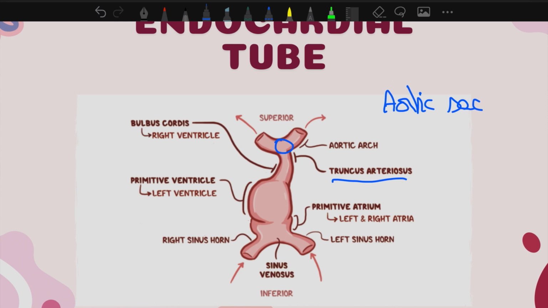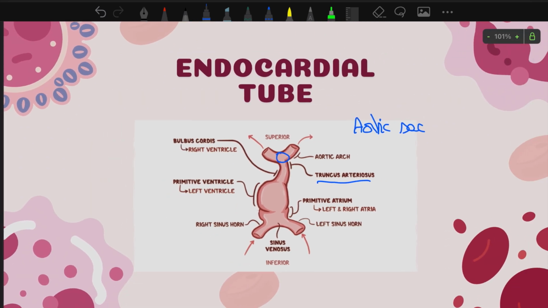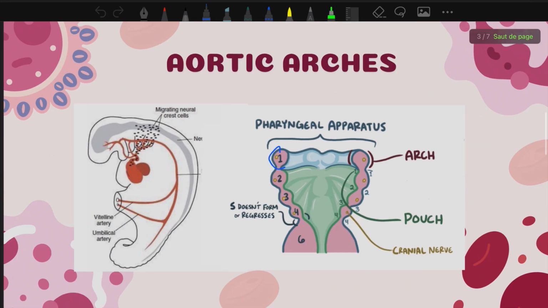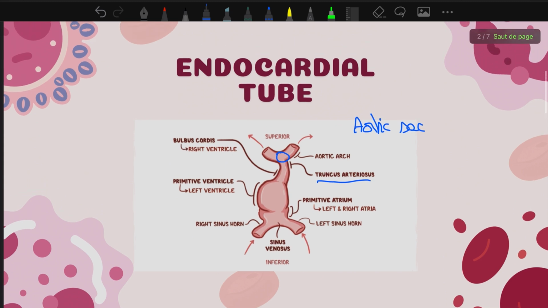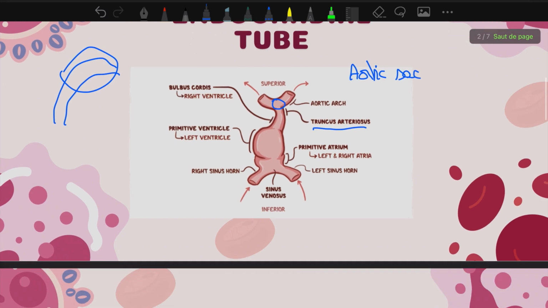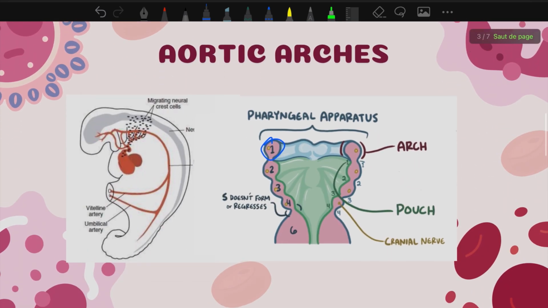And you have to know that the aortic arches and the arch of aorta are two different things. The aortic arches are these things, and that's what I'm going to explain later. But the arch of aorta is basically the second part of the aorta, which is just above the ascending aorta. So that's the arch of aorta that we have in our body. Okay, so let's start with the aortic arches.